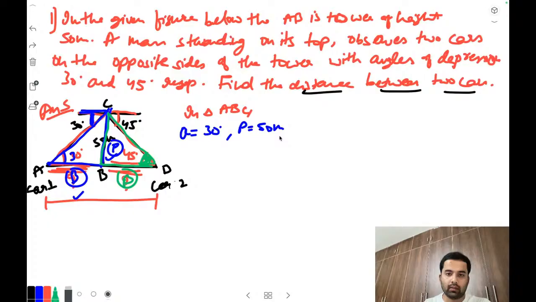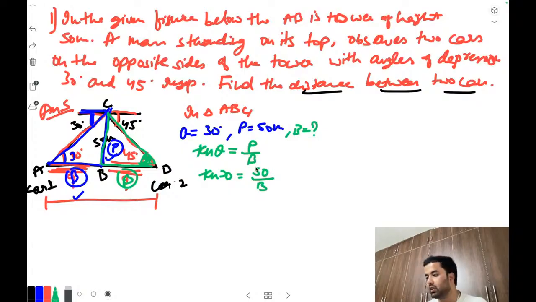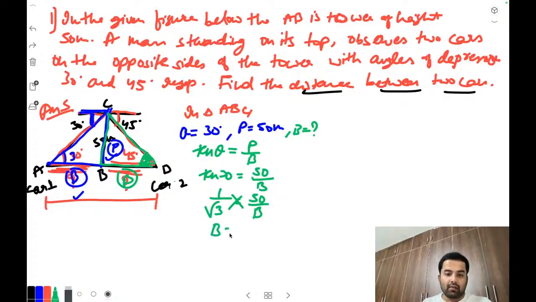As we know, we have to figure out the base value. So P by B stands for tan only. So tan theta is equal to P by B. Tan 30 is equal to 50 upon base. Tan 30, what are you going to keep? 1 upon root 3. So 50 by B, cross multiply. Base value we got is 50 root 3 meter. Okay, this one is done.